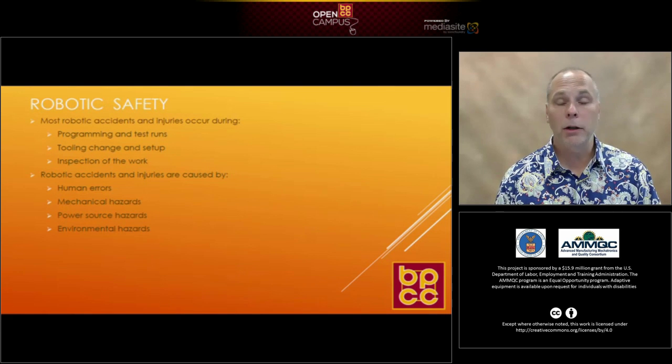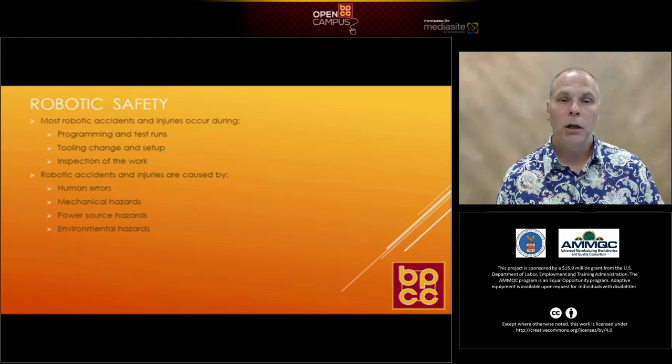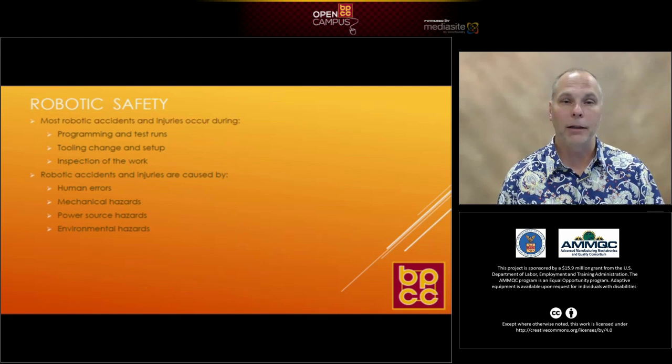So when you're dealing with robots, robots can cause a lot of injury. So you want to make sure that you understand robotic safety. Most robotic accidents and injuries occur during programming and test runs because people are freely moving within and out of the robot while they're programming it to get it to do what it's supposed to do. You're fine-tuning it, trying to dial it in, and sometimes carelessness or just human error gets in the way and people get hurt. Also happens during tool change and setup and inspection of work.